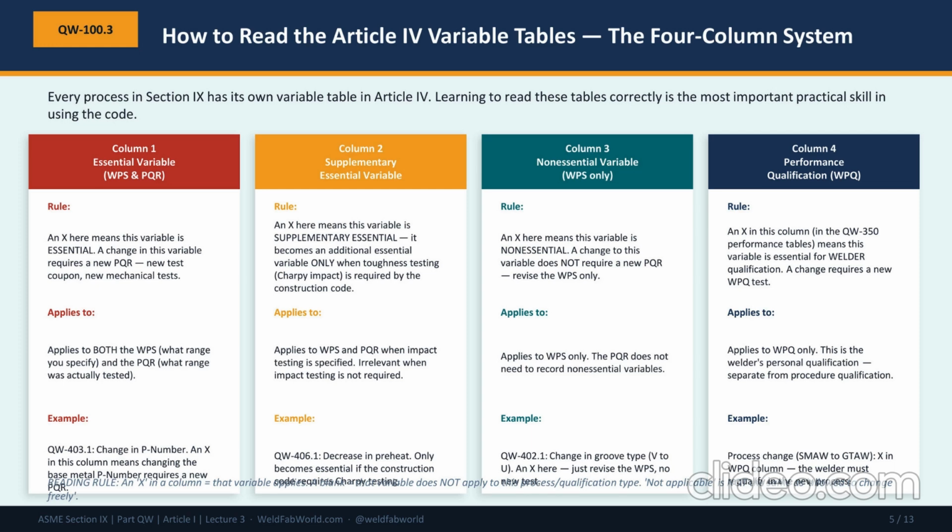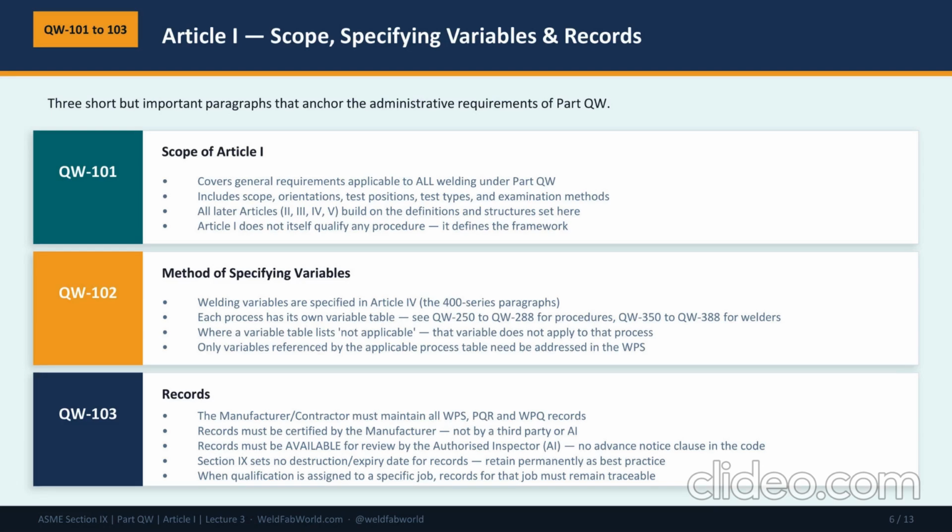And finally, not applicable is not the same as allowed to change freely. Before changing any parameter on a WPS, you identify the variable, find its paragraph number, look it up in the correct process table, and read the column it falls in. That is the complete decision process. Three short paragraphs that are easy to skim past, and important not to.